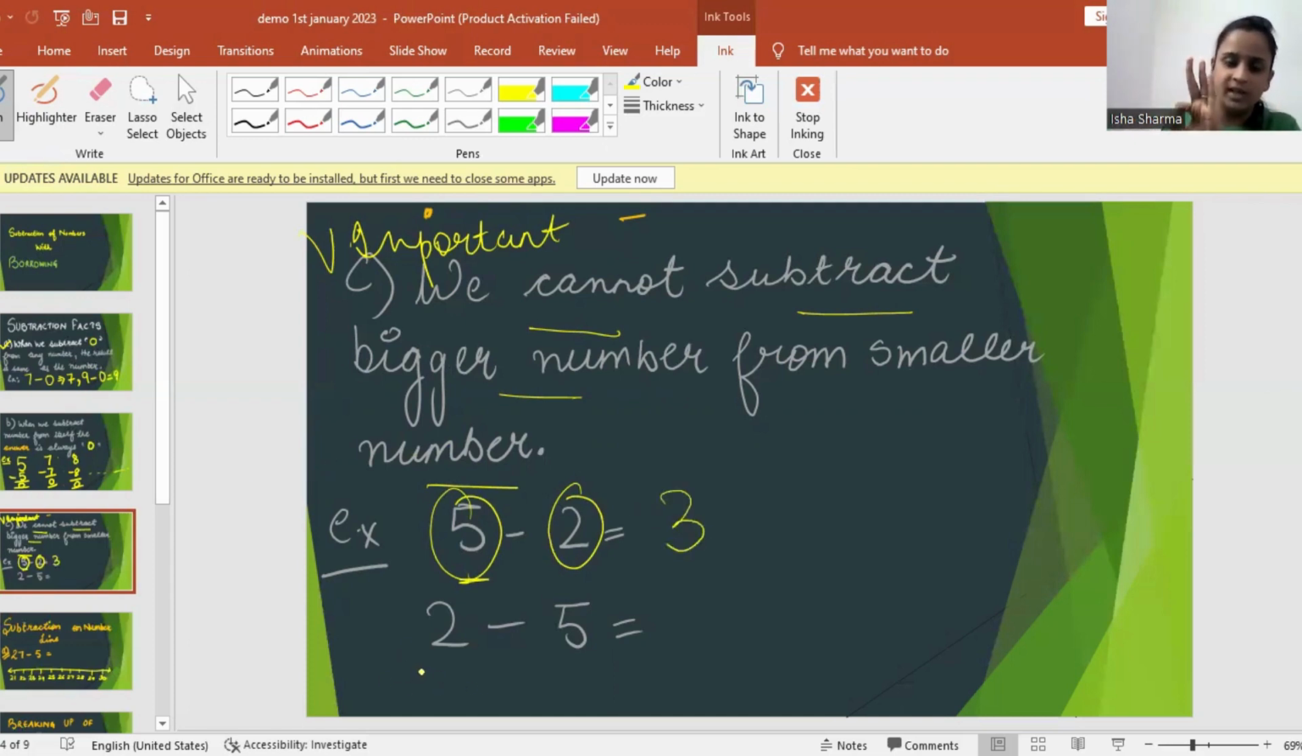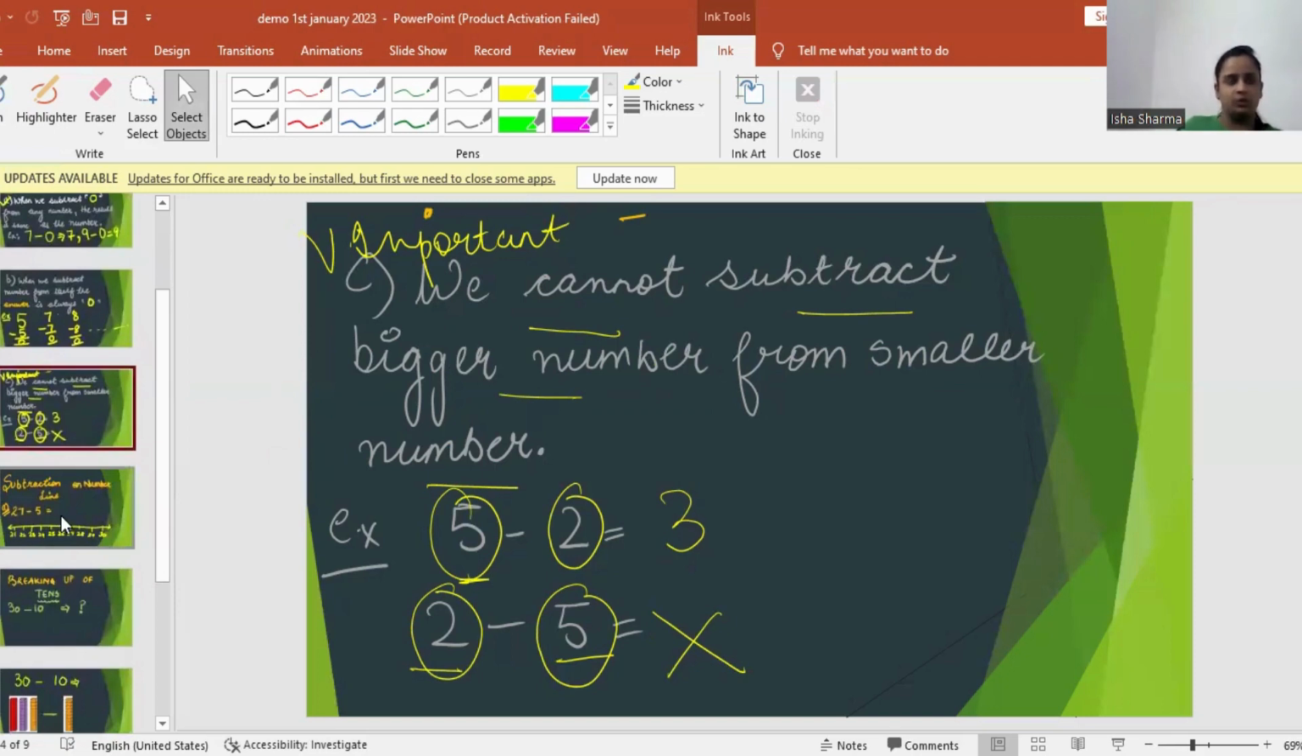However, if I take 2 minus 5, the same example but in reverse, 2 is a smaller number and 5 is the bigger number. We cannot subtract. This is not possible. We can subtract 2 from 5, but we cannot subtract 5 from 2. If there are only 2 fingers, can you subtract 5 from 2? No. A big no for this. So we cannot subtract a bigger number from a smaller number.